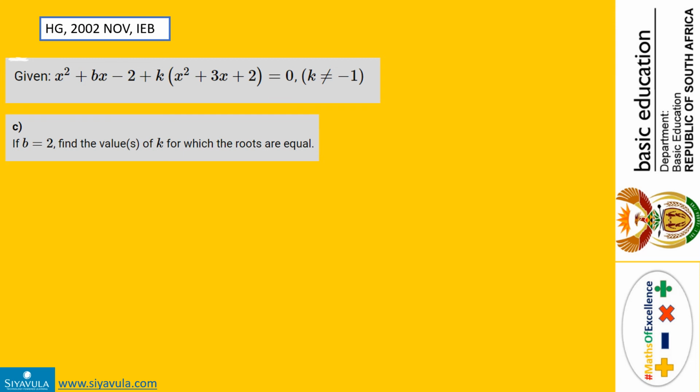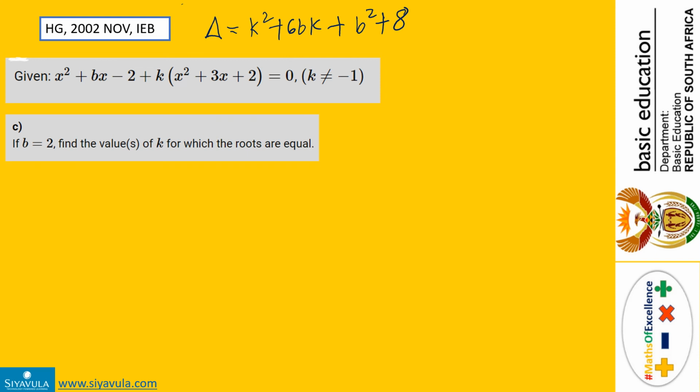let's move to C. We're still on the same equation. Don't forget that we have calculated our delta, which is k squared plus 6bk plus b squared plus 8. Question C now says if b is equal to 2, find the values of k for which the roots are equal.